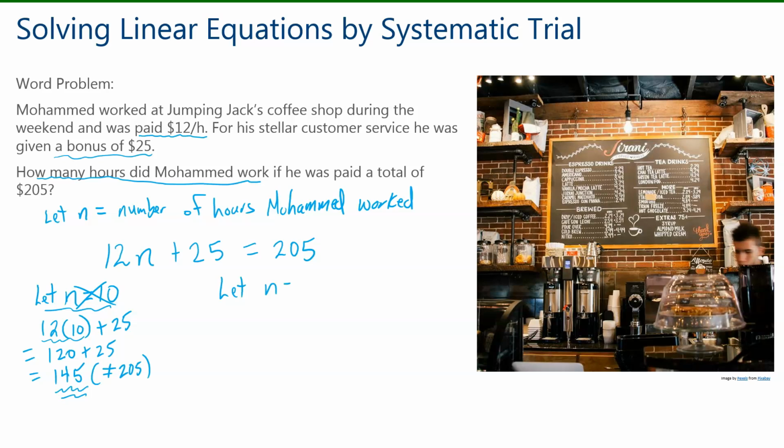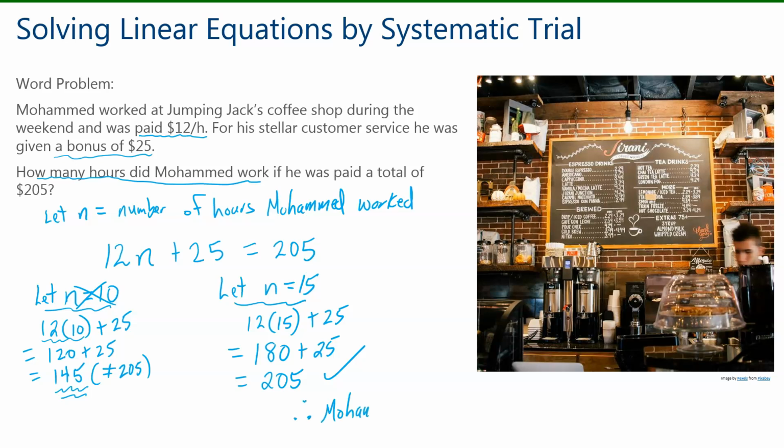Let's say n equals 15. So let's try that. 12 times 15 plus 25. 12 times 15 will give us 180. Add on the $25 bonus, 205. That's what Muhammad made. So therefore, Muhammad worked 15 hours.